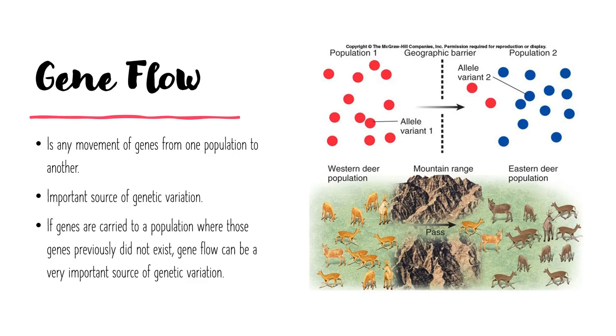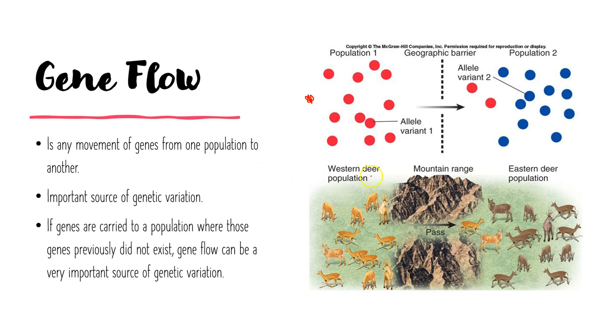The next one that we need to talk about is gene flow. And gene flow is the movement of genes from one population to the other. If we look at the diagram here, we can have a population of an organism on one side of a mountain range and a population of an organism on the other side of the mountain range, and they will contain different genetic makeups. They may be the same species, but they might have different genetic makeups.